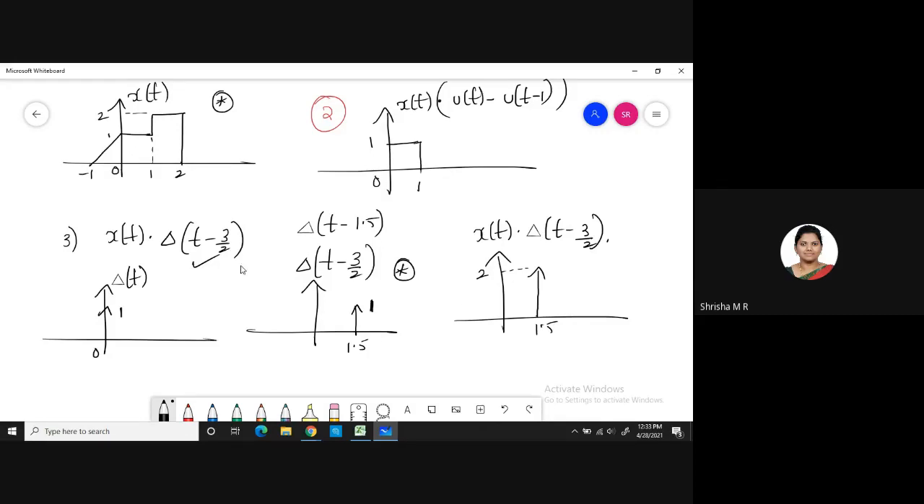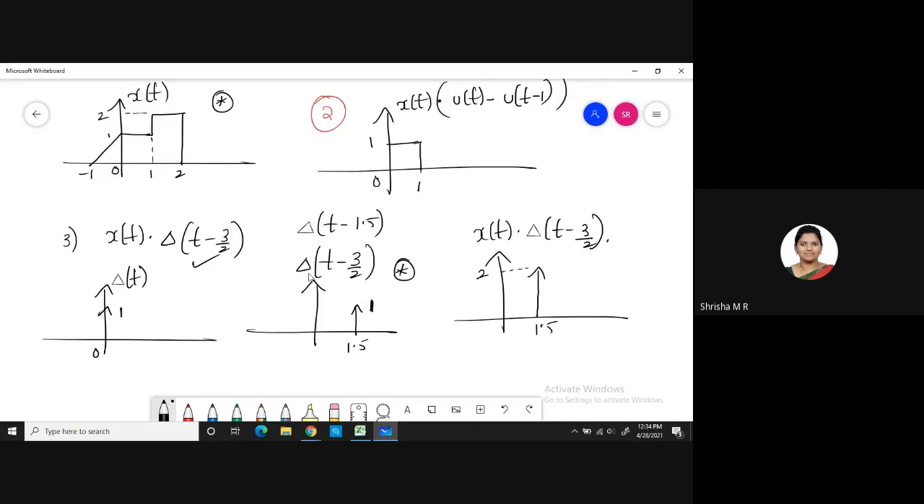Clear? So I have x of t into delta of t minus 3 by 2. So this is an impulse signal, a unit impulse signal shifted version. We know that an impulse signal will exist only at t is equal to 0 with an amplitude 1. It is 0 for all other values of t, correct? So the shifted version would be delta of t minus 3 by 2. So k is negative, that means right shift, and the signal is occurring 3 by 2 seconds late, that is 1.5. It is occurring at 1.5 with an amplitude 1.